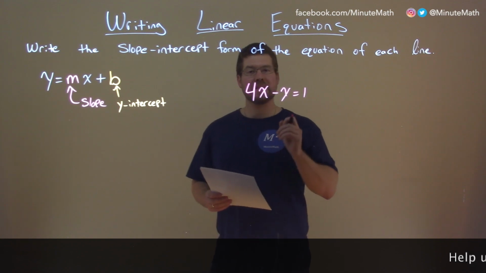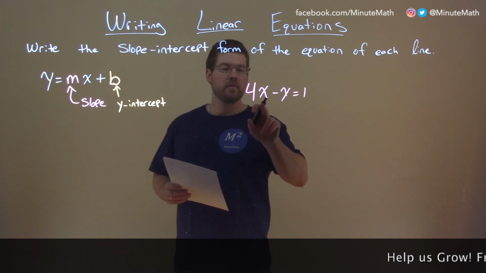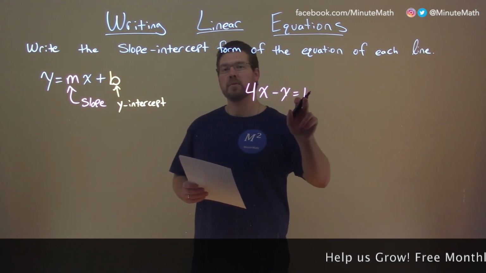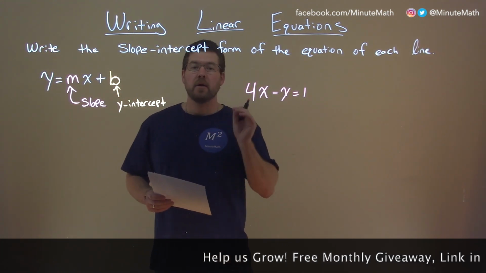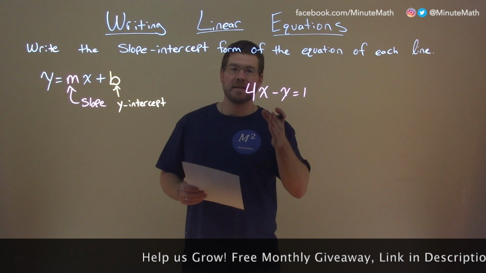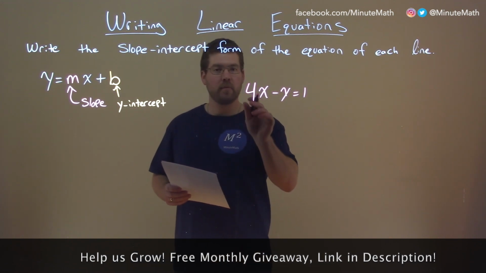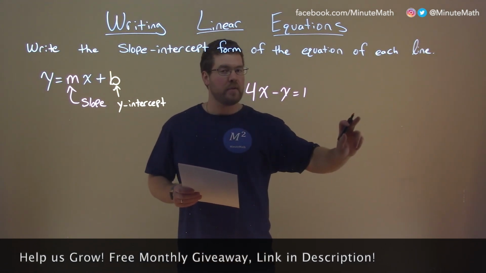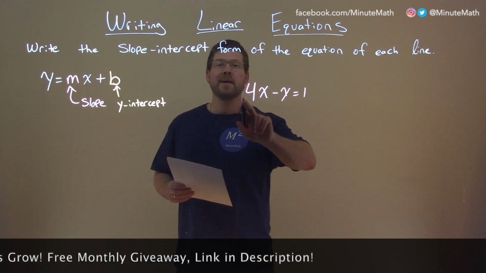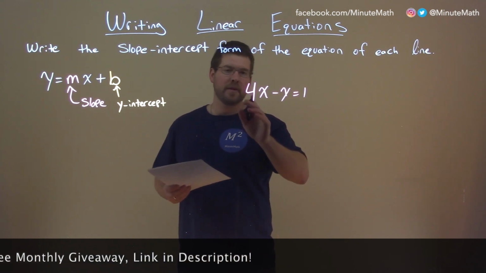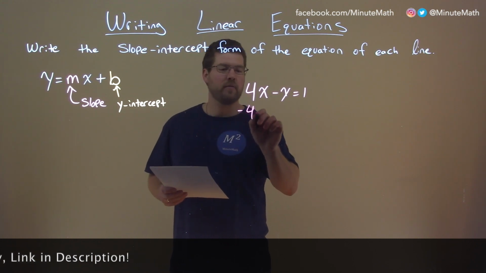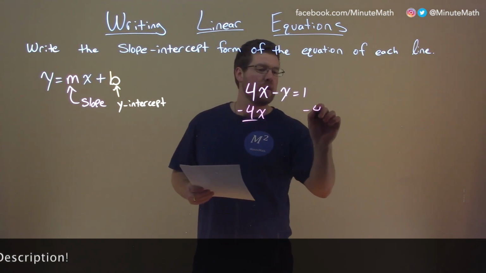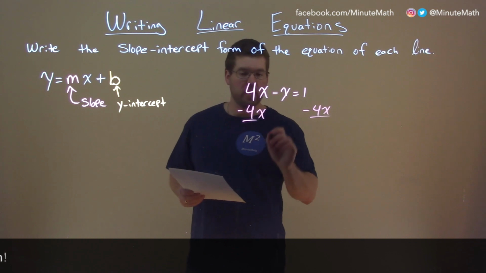I was given this problem, 4x minus y equals 1, and we want to write that in slope-intercept form. Goal here, get y by itself. First step to do that, we have a 4x here. Let's bring it to the other side. Positive 4x, opposite of positive is a negative, really. So addition, opposite that, subtraction. Subtract a 4x here, and do that to both sides of the equation.